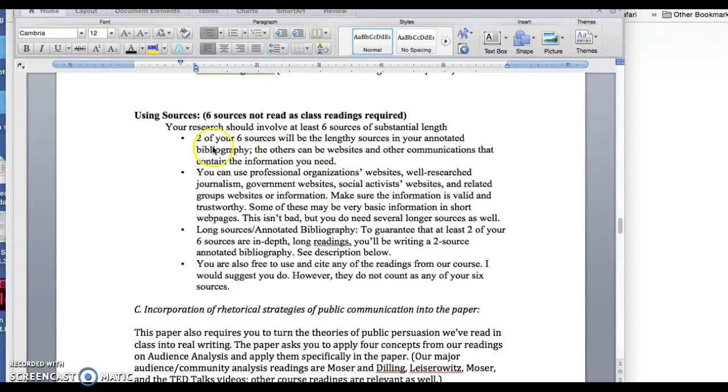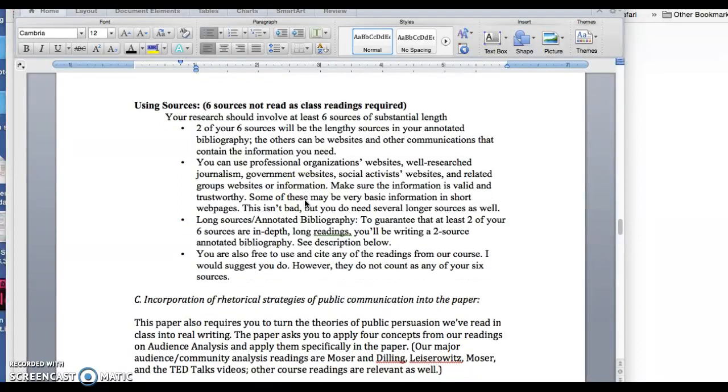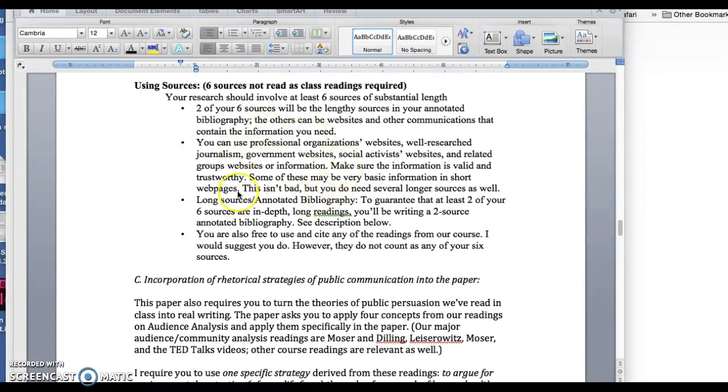Here are the types of sources. 2 of the 6 will be lengthy sources, a book chapter or a peer-reviewed paper. You will write a 2-source annotated bib that summarizes those. The rest, though, can just be professional organizations' websites, well-researched journalism, the stuff that's floating around out there on the web most likely, mainly probably social activist research. So the Sierra Club and other groups specific to your life form that are trying to save you. They don't have to be from the US, they may be from anywhere in the world, right? So those are going to be a lot of the sources for this.